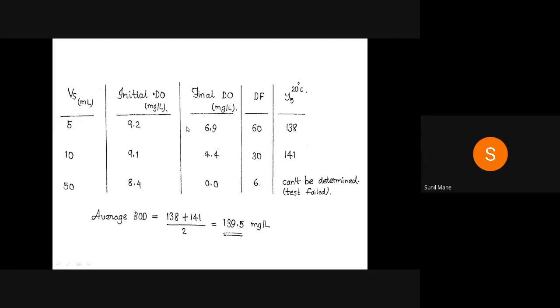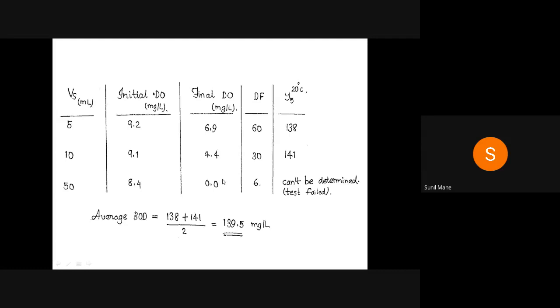For the first sample, we are getting the final dissolved oxygen as 6.9, right? In the second case we are getting the dissolved oxygen as 4.4. Now in the third case the dissolved oxygen we are getting is 0. That means the sample we have kept here has failed. The test is failed, it can be determined. So here itself we can write the test is failed.